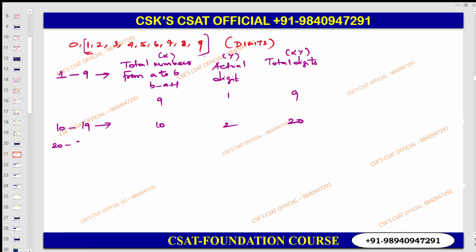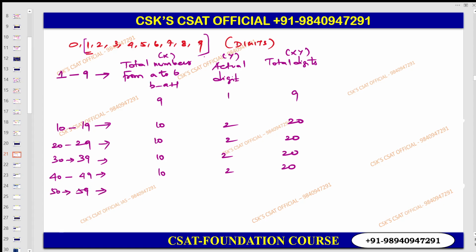Now 20 to 29. How many such will be there? Same 10 numbers. Each number contains 2 digits. So therefore 10 into 2, 20. Now 30 to 39, 10 numbers, 2 digits, 20. Now 40 to 49, same 20. Like this you can go on, 50 to 59 also, another 20.